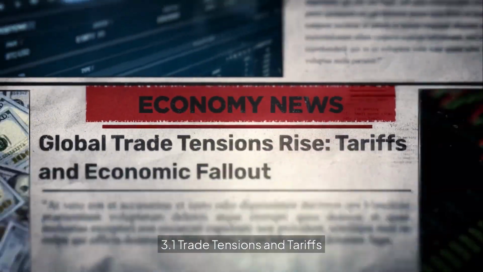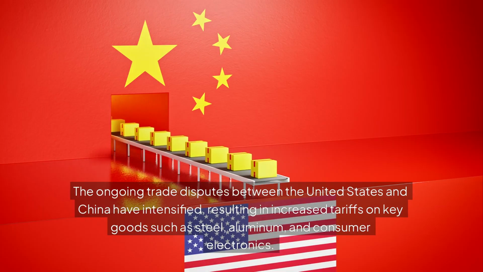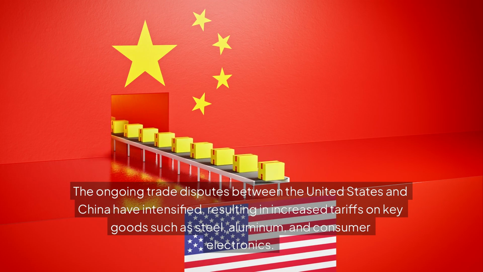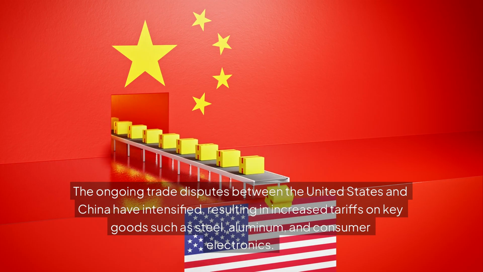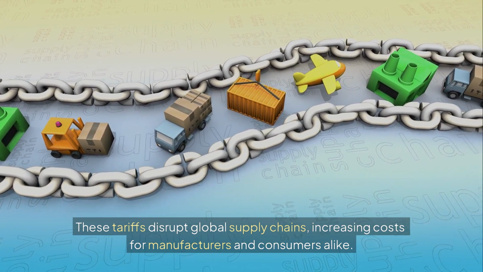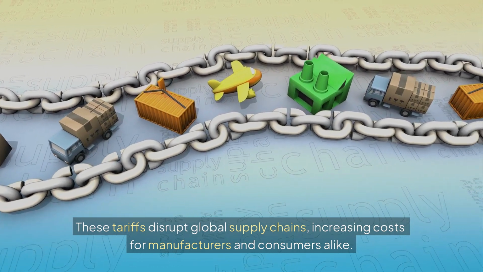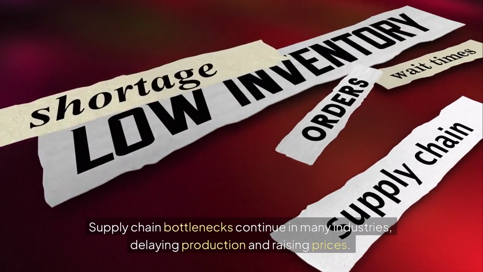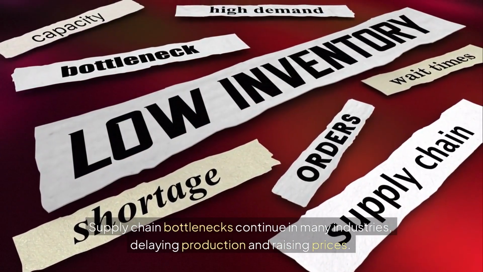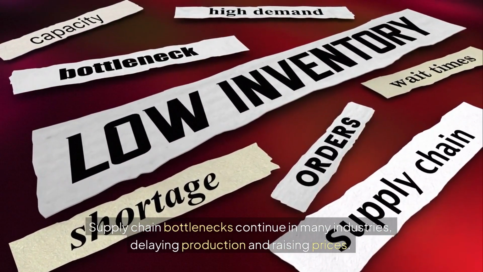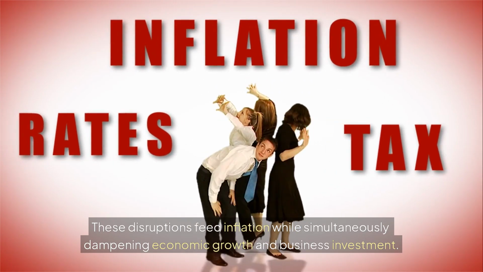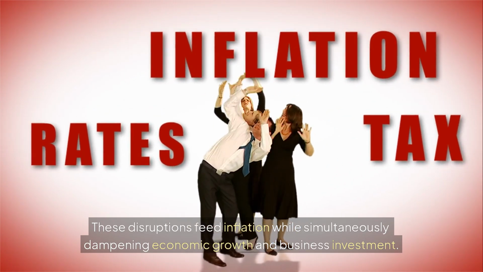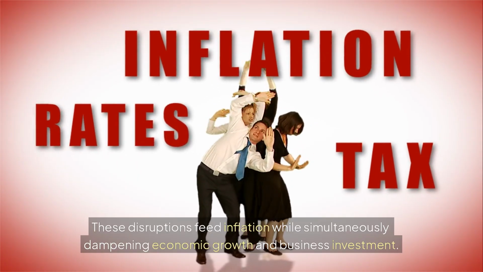3.1 Trade tensions and tariffs. The ongoing trade disputes between the United States and China have intensified, resulting in increased tariffs on key goods such as steel, aluminum, and consumer electronics. These tariffs disrupt global supply chains, increasing costs for manufacturers and consumers alike. Supply chain bottlenecks continue in many industries, delaying production and raising prices. These disruptions feed inflation while simultaneously dampening economic growth and business investment.